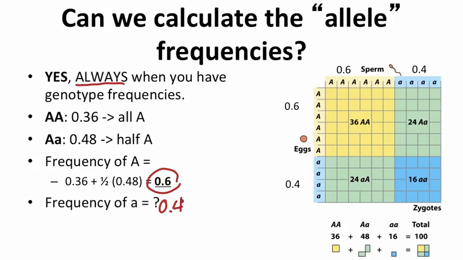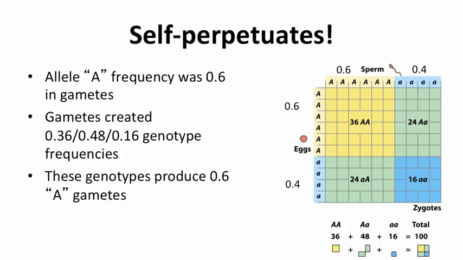Okay? So we have the frequencies of the alleles being 0.6 and 0.4, and the genotypes being 36%, 16%, and 48%. And then in the next generation, if they were to spew out their alleles again, the allele frequencies are still the same. Since the allele frequencies are still the same, this is all a self-perpetuating process. The allele frequency was 0.6 in the gametes, it created these genotype frequencies, and these genotypes will produce a 0.6 frequency of big A gametes. So this is a process that is basically stable with these assumptions.